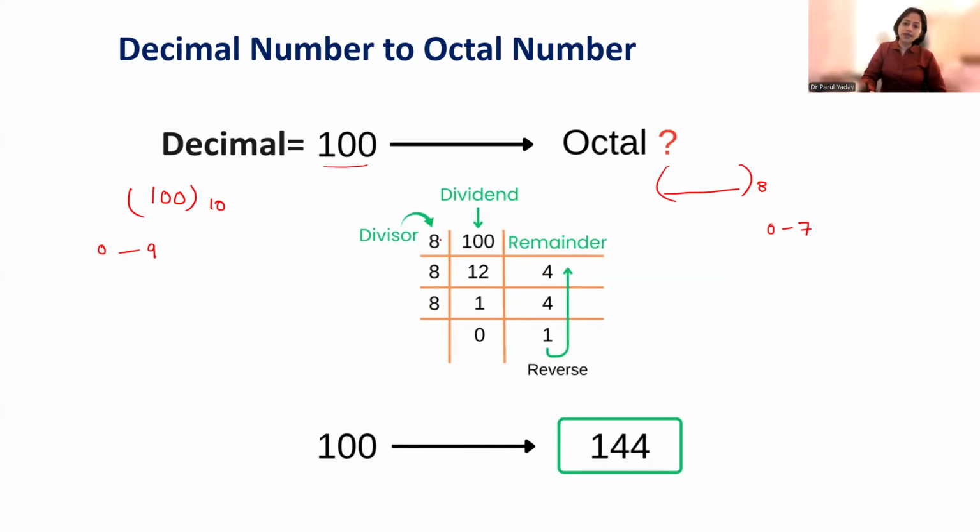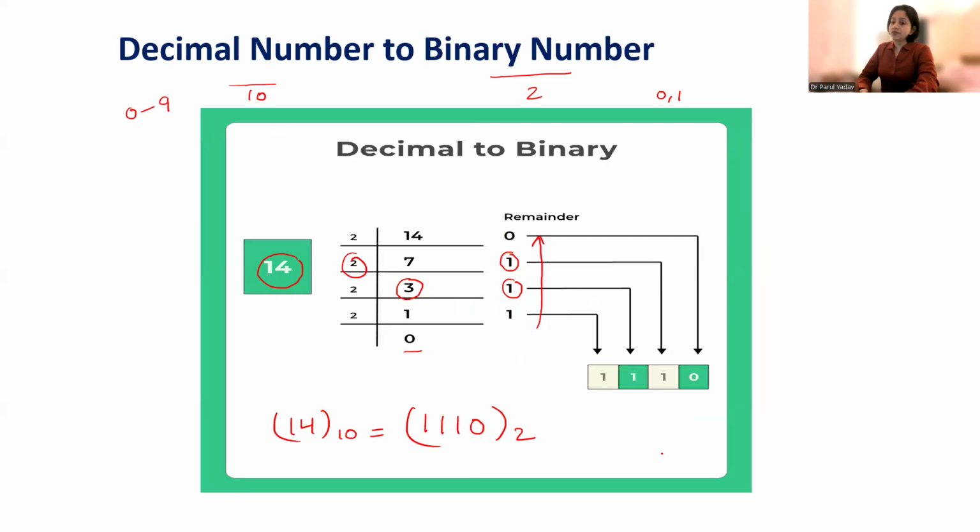The idea is, if you divide any number by 8 and record the remainders, you will get the remainder in the range 0 to 7 only. So eventually it will give you a number on octal base. Now here we have the remainders 4, 4, 1. Again, we will write these numbers in reverse order, meaning bottom to top. So you will write first 1, then 4, and then 4. So this is the number on base 10, and this is equal to this number on base 8.